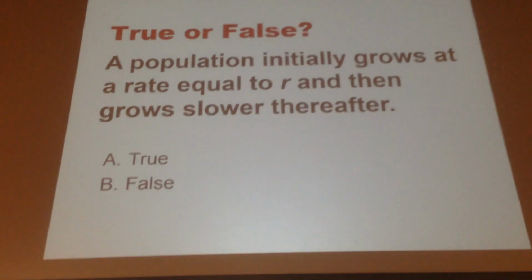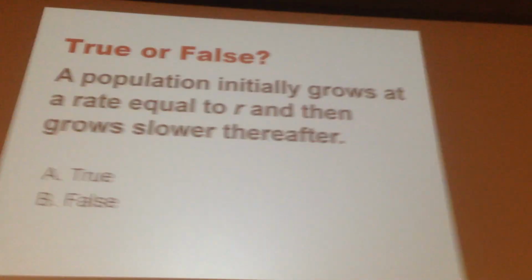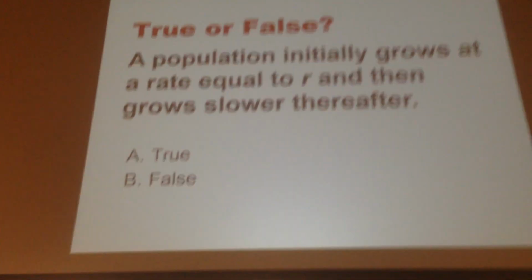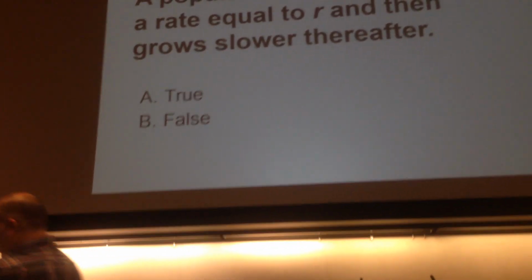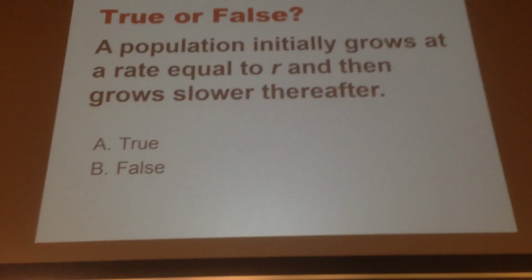So this question is for the logistic population growth model, right? For that model with K in it, with the carrying capacity, a population initially grows at a rate equal to R and then grows slower thereafter. True or false? Nearly equal to R.